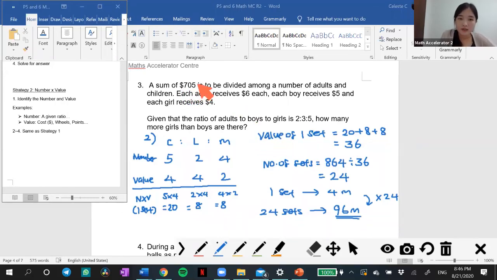A sum of $705 is to be divided among a number of adults and children. Each adult receives $6 each. Each boy receives $5 and each girl receives $4. Given that the ratio of adults to boys to girls is 2:3:5. Okay, ratio, this is already a number. So you must keep that in mind when you're reading the question. How many more girls than boys are there?